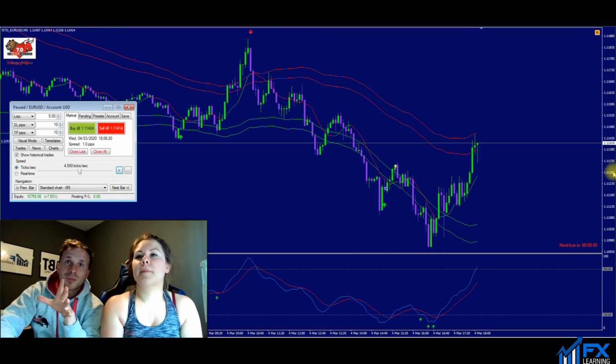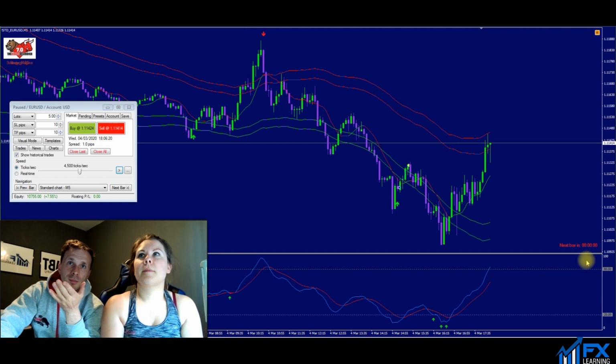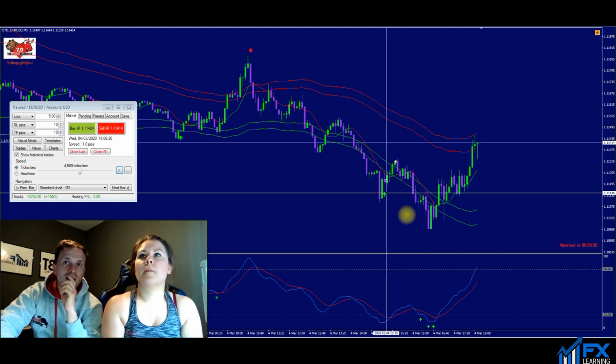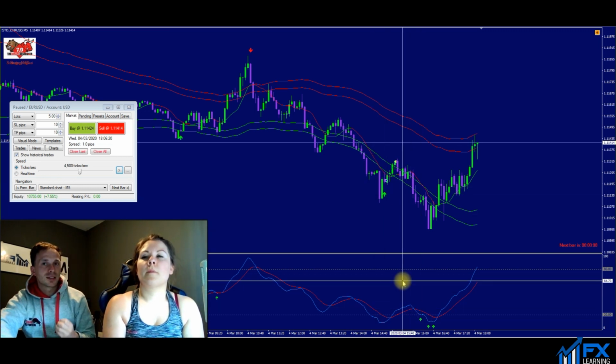Look, stop. Look at this setup here. Look, this will be another good time to enter when you start getting a cluster of MACD divergence signals here, because that tells me the market is slowing down.